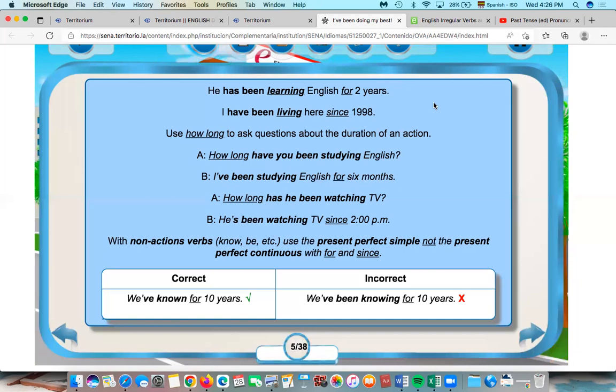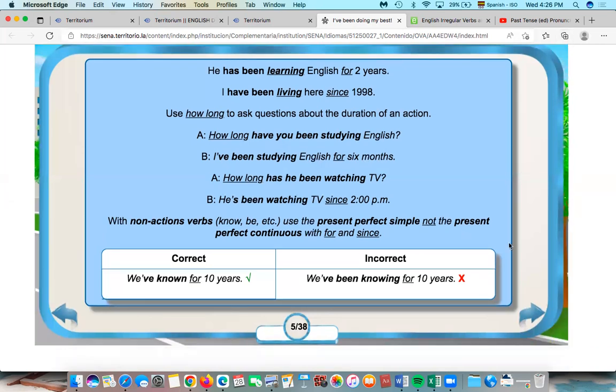How long have you been studying English? Yes, if the person is still doing it. For example, I started living in Bogota in 2017, and I still live in Bogota. So you can say, how long have you been living here? Or you can also say, how long have you lived? Both are correct. How long have you lived? How long have you been living here? Yeah, good.